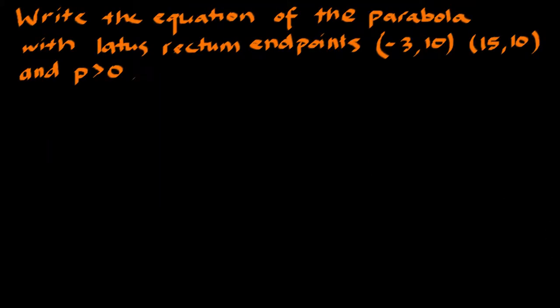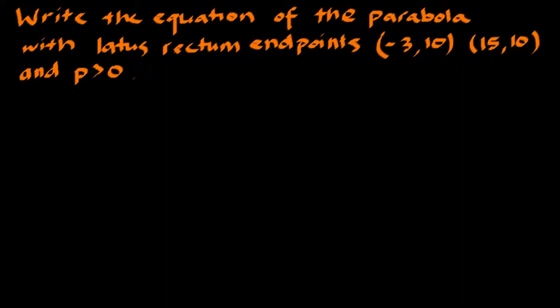So our second problem is a little bit backwards. This problem here, we actually have some information where we want to write the equation. Write the equation of the parabola with the latus rectum endpoints at (-3, 10) and (15, 10), and p is greater than 0.